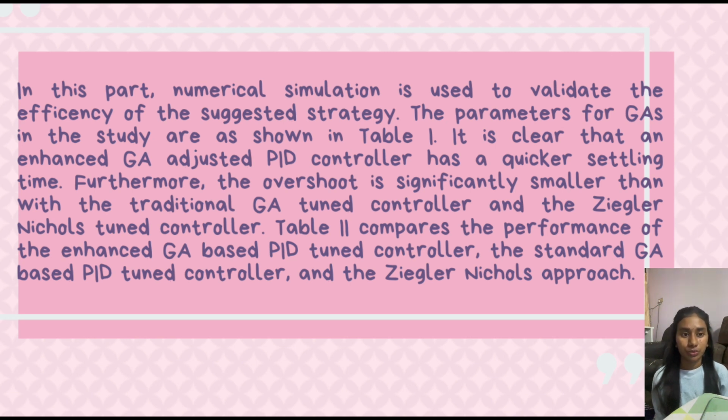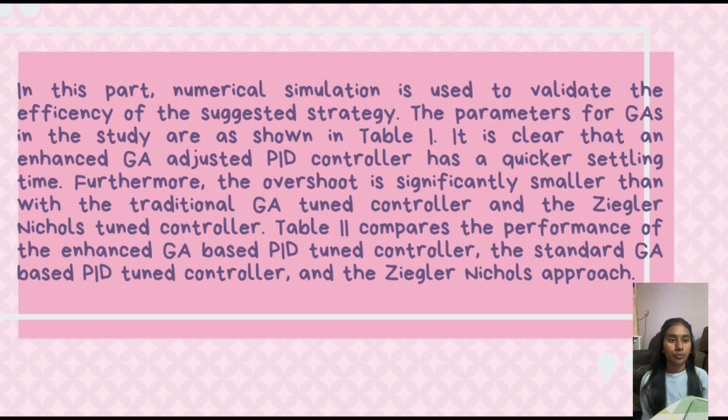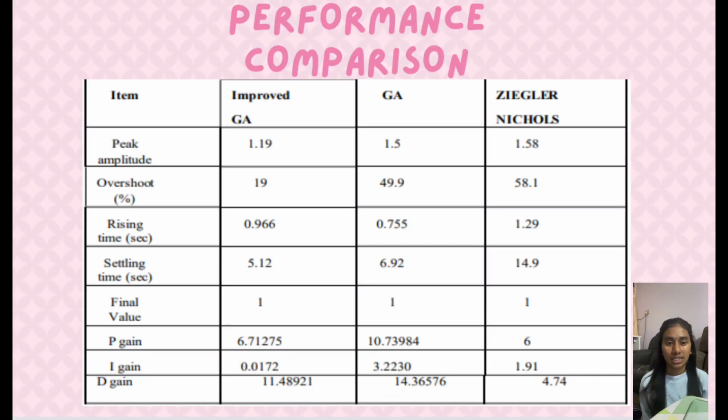So table 2 compares the performance of the enhanced GA-based PID controller, the standard GA-based PID controller, and the Ziegler-Nichols approach. So this is the table of performance comparison. The items are peak amplitude, overshoot, rise time, settling time, final value, P gain, I gain, and finally D gain. So from here we can conclude that the improved GA value is lesser compared to GA and Ziegler-Nichols.